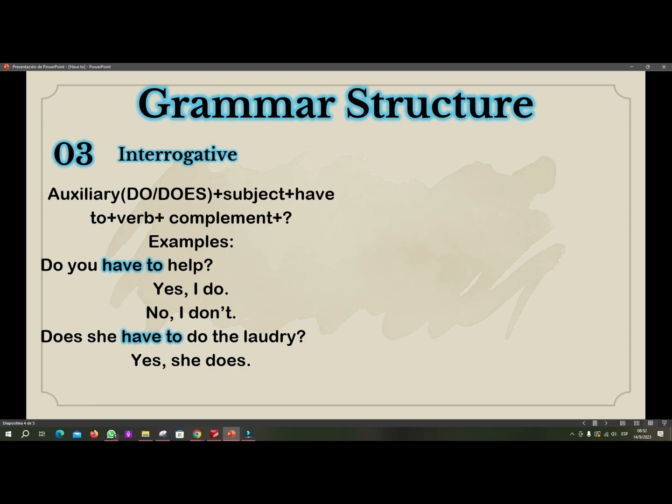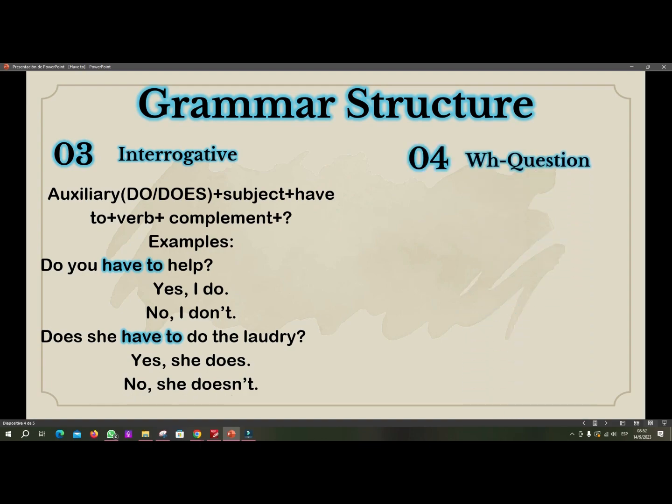Yes, she does. Or no, she doesn't. If you notice here, you have does because they're third person. That's why you should answer, you must answer with the auxiliary in this case. So yes, she, that's the subject, and does. If it is negative, no, she doesn't.